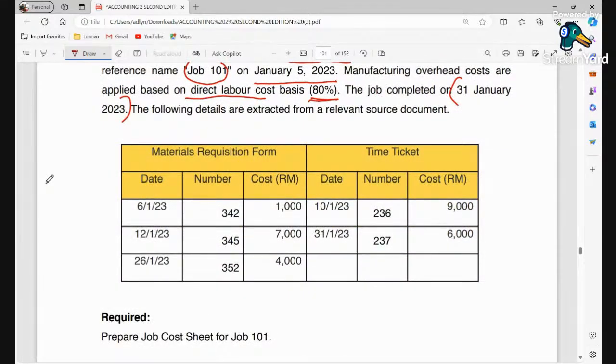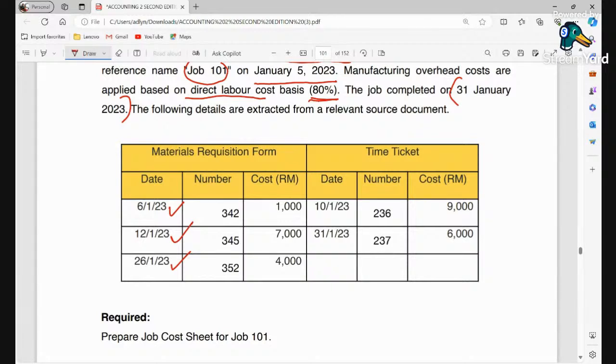Okay, material requisition form dekat sini ada 3 tarikh berbeza. Okay, so kita kena faham lah sebab kita buat bracelet kan. Takkan terus minta sekali terus keluarkan semua barang dari store. Mungkin dia akan keluar secara berperingkat lah. So 6 hari bulan Januari kita ada satu material requisition form. Number dia ialah 342. Cost dia ialah 1000. And then 12 hari bulan 1 we have another one which is with the number of 345. Total is 7,000. And then on the 26th we have another requisition form with the number of 352. Okay, the amount is 4,000.